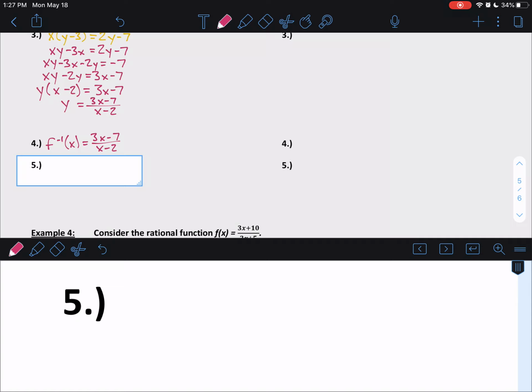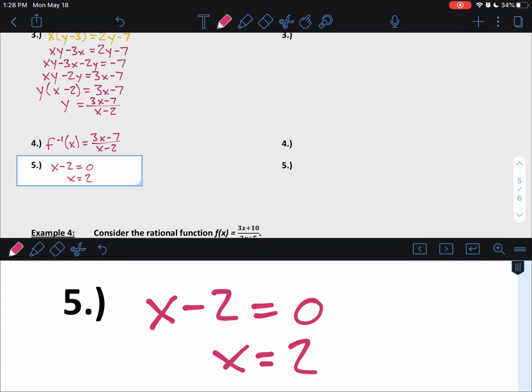So we have to say if there are any vertical asymptotes, because the domain is restricted by vertical asymptotes. So to determine the vertical asymptotes, this is why I had you do that thing earlier. You just have to find the zeros of the denominator. And the denominator is x minus 2. So if x minus 2 equals 0, that means x equals 2.